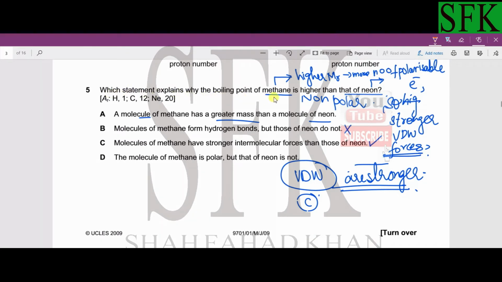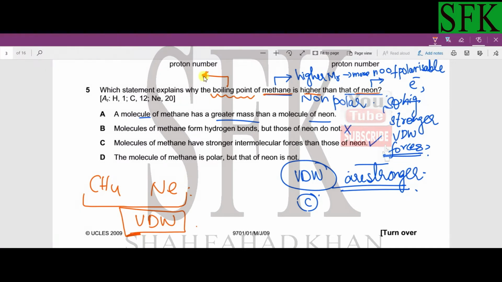5. Which statement explains why the boiling point of methane is higher than that of neon? All right, basically over here, if you compare a methane molecule with neon, both of them are non-polar, so the main intermolecular force that exists between them is the van der Waals forces. You guys need to know one thing, that the boiling point or any physical quantity depends upon the strength of the intermolecular forces and intermolecular forces alone, not the chemical bonds, not the intramolecular forces. So this would mean that methane has a higher boiling point, because obviously its van der Waals forces are stronger because of its higher Mr and higher number of polarizable electrons.